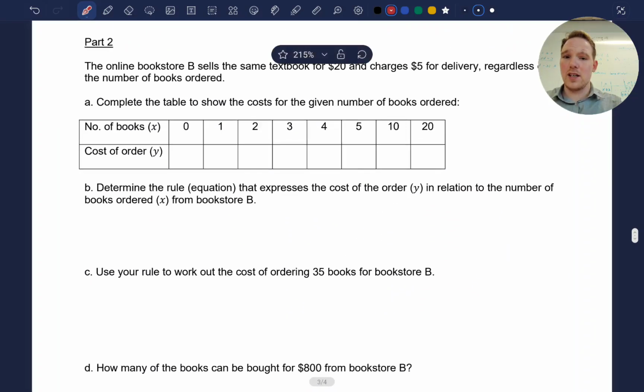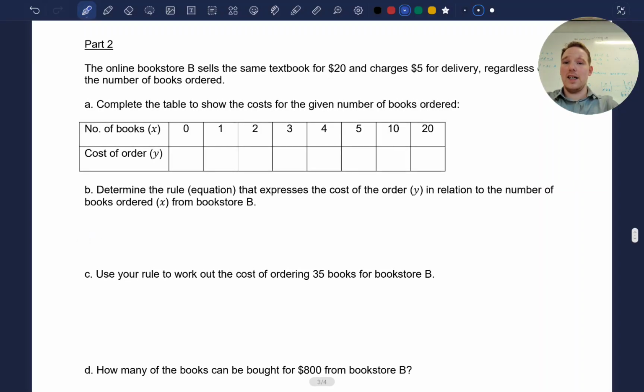So let's go down and look at there's a whole other bookstore, bookstore B. Let's have a look at bookstore B. It's very similar, but now we have $20 per book, and they only charge $5 for delivery. So nice of them, yeah. So if we order no books, it costs $5. If we order one book, we have 25, 45, and then we have 65, 85, 105. And then if I have 10 books, that's 10 times 20 is 200, add 5 for delivery, 205. And if I have 20 books, it's 405.